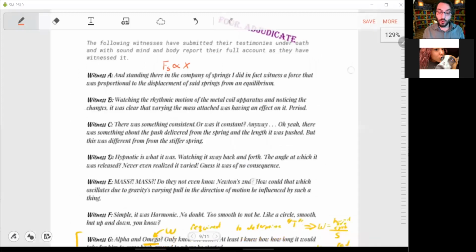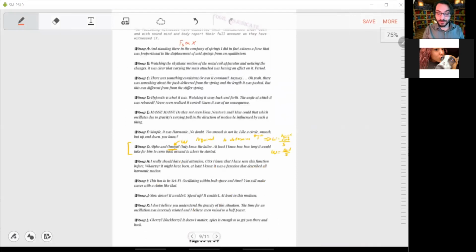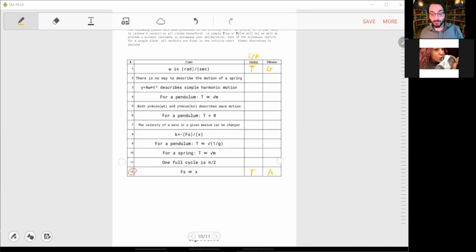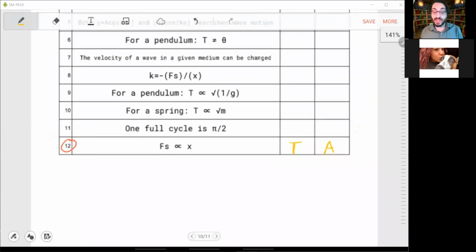So if I now go over to here, and I'm going to look specifically, here it is, number 12, is where I see Fs and x. This is truth. Absolutely. This is a truth, right? Actually, I should use the same color, right? Let's be all consistent. This is absolutely a truth. Fs is proportional to x. Who said it? Witness A. Witness A said that Fs is proportional to x. It's what their words say. And this is true.